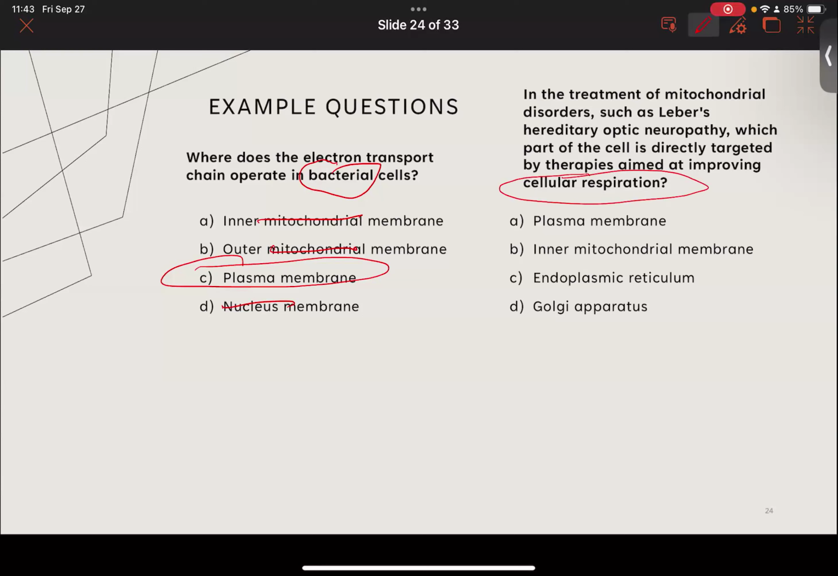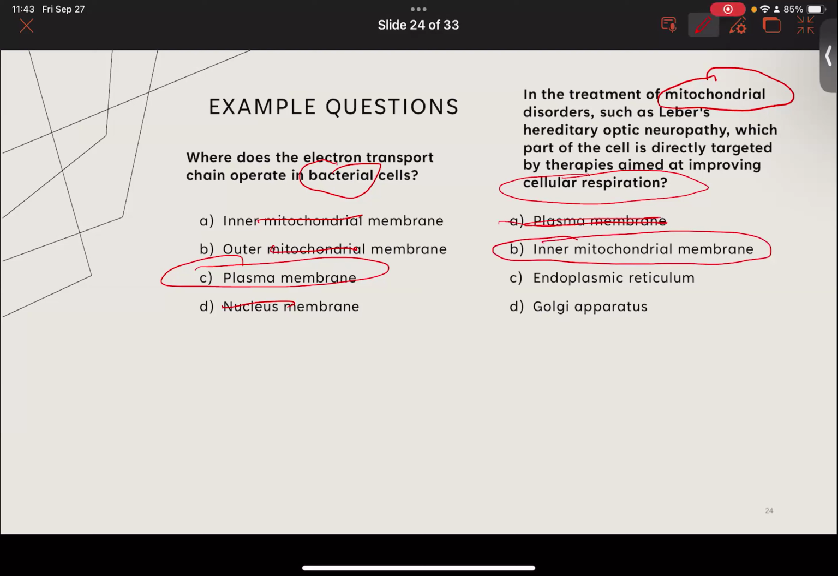We are human beings, and it also even says mitochondrial disorders up here. So we're going to have mitochondria, and that's where our electron transport chain takes place. Glycolysis and Krebs, again, in the cytoplasm. So the plasma membrane is not where this happens for us. That's where it happens for bacteria. The inner mitochondrial membrane, that is correct.